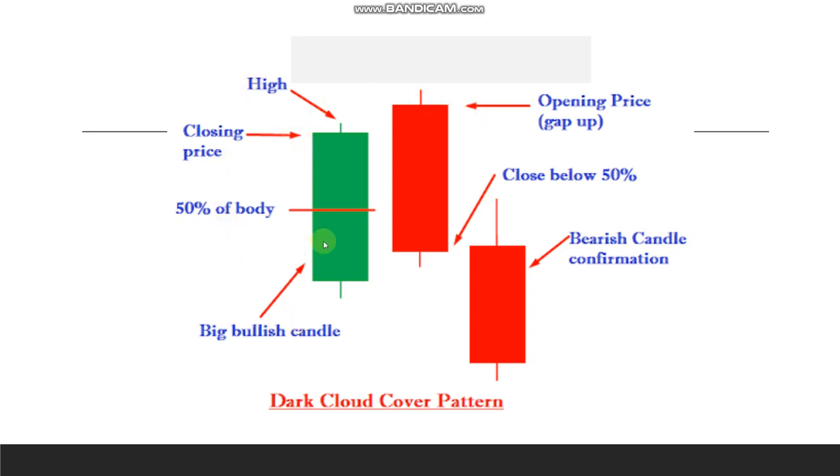These two candles are mainly required for the dark cloud cover pattern: a green candle followed by a red candle. The red candle should open gap up and close below the 50% of the body of the previous green candle. So let's try to understand how it looks on a chart.